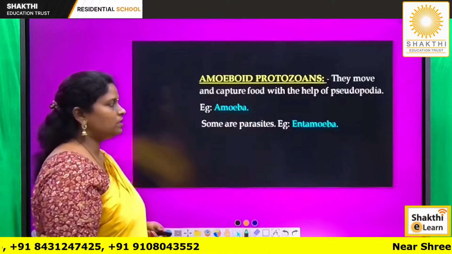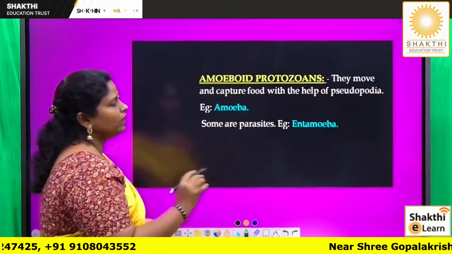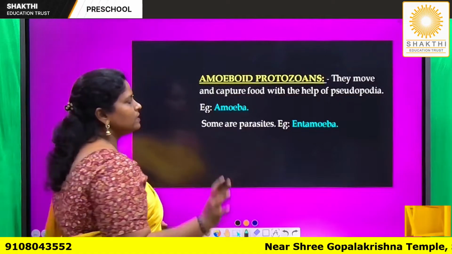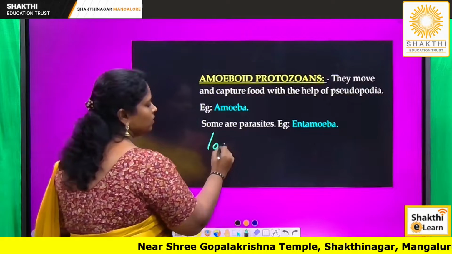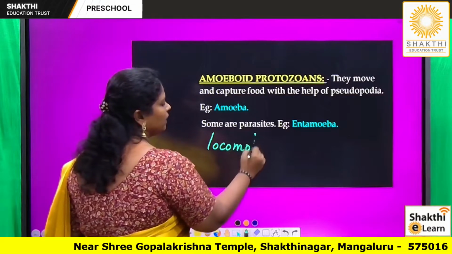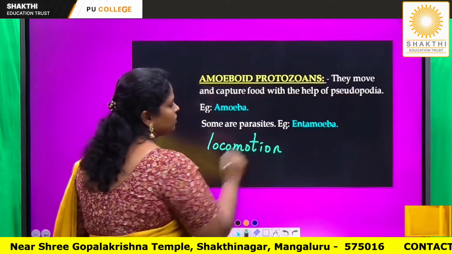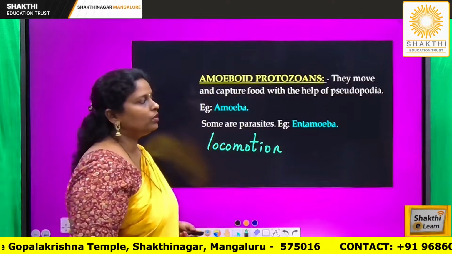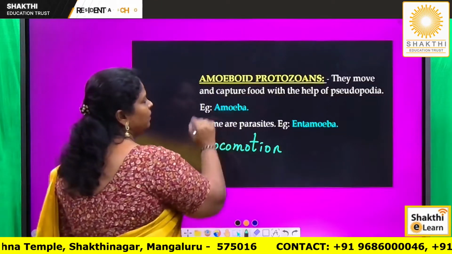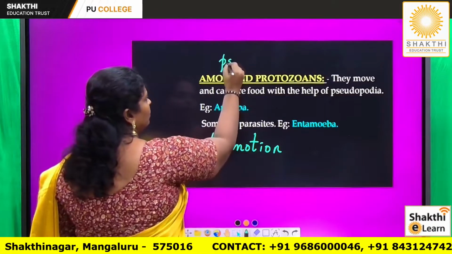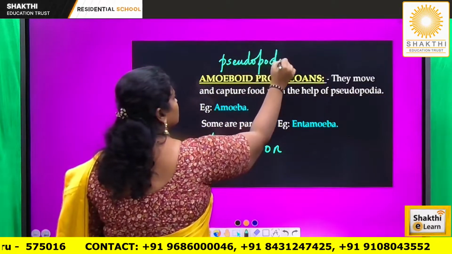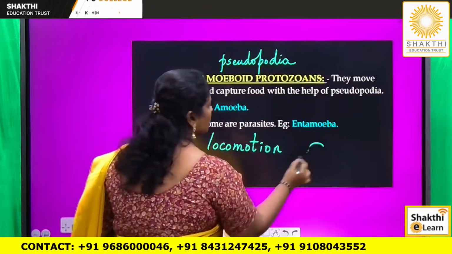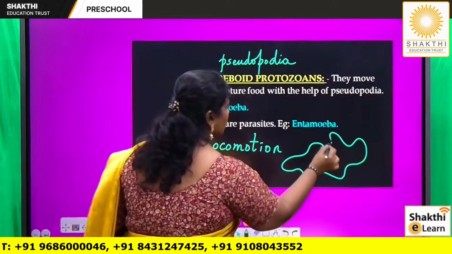Very important. Now, one very important feature of each group is a particular type of locomotory structure. What is locomotion? Ability of the organisms to move. And the structures helping are called locomotory structures. So in this particular group, they have locomotory structures called pseudopodia.